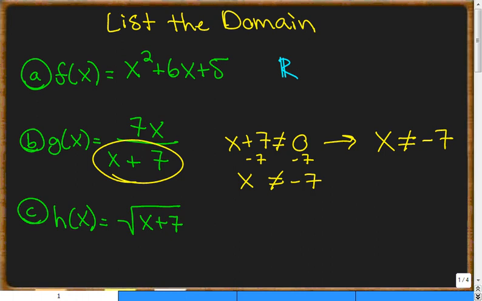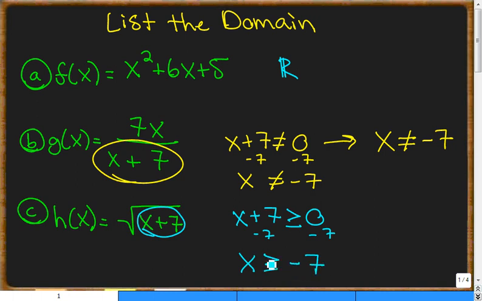Now our last thing here, we have the square root of x plus 7. Well, we are not allowed to have a negative number inside our square root. So this entire inside part cannot be negative, or in other words, it has to be greater than or equal to 0. So we would say x plus 7 has to be greater than or equal to 0. Okay, so at this point, just like the other problem, you would subtract 7 from both sides, and you would get x must be greater than or equal to -7. And that is our domain for that.